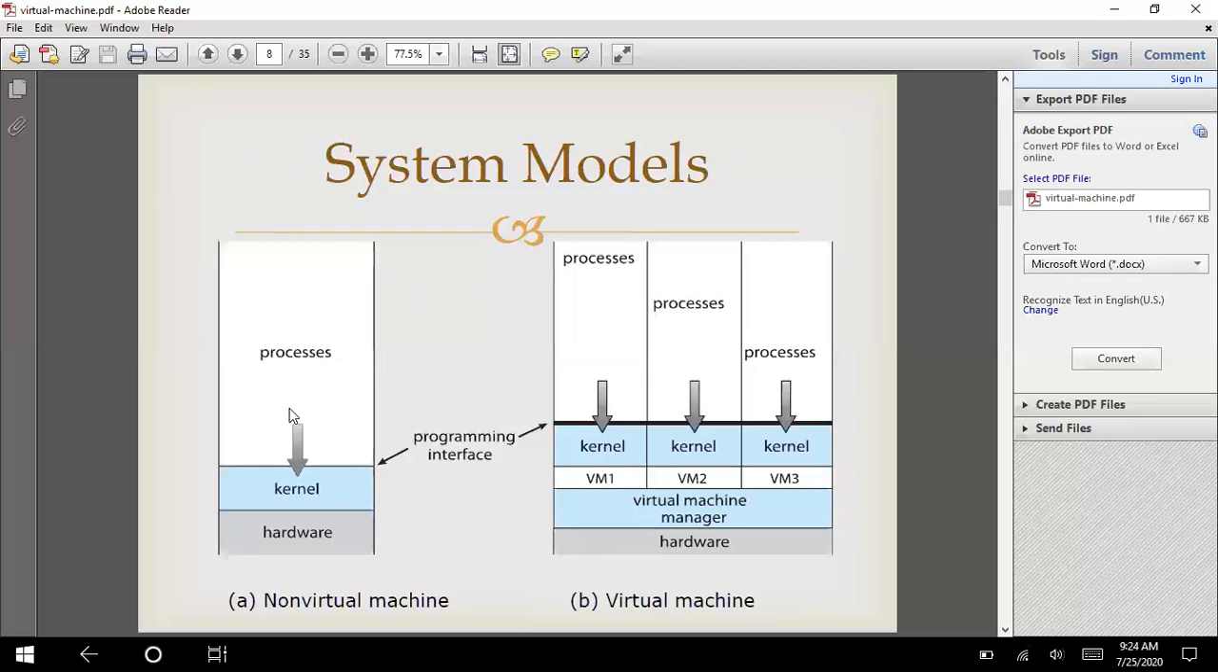So I hope you have understood the concept of virtual machine and how virtualization is very important. We'll stop here for today and we'll see the next part in our next lecture. Thank you.